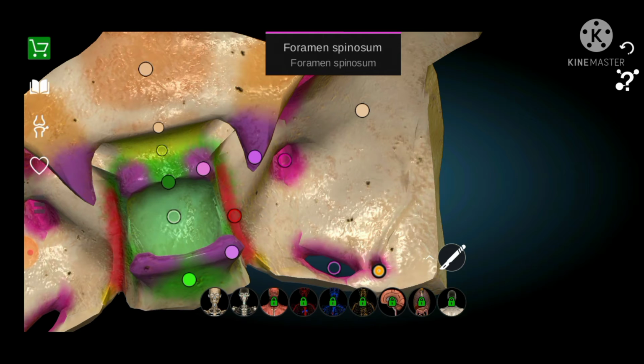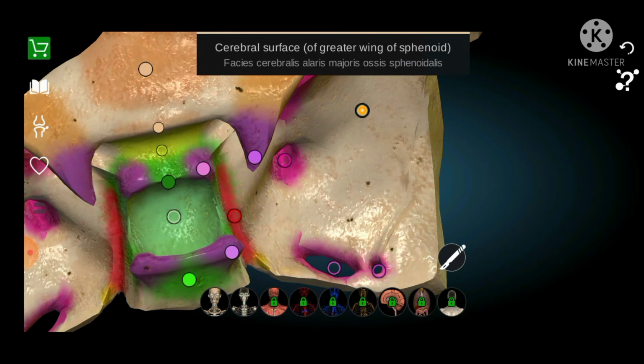This is the foramen spinosum. You know that ROS: foramen rotundum, foramen ovale, foramen spinosum. Rotundum, ovale, spinosum. ROS. This is the cerebral surface of greater wing of sphenoid.